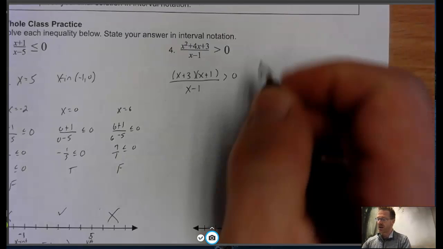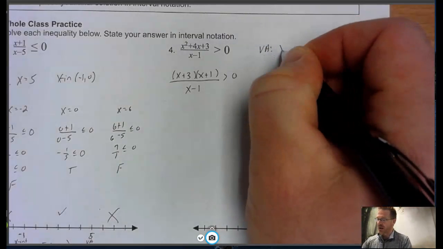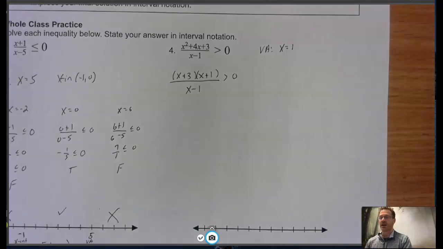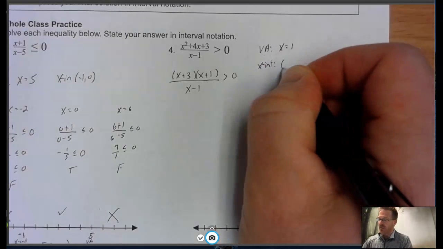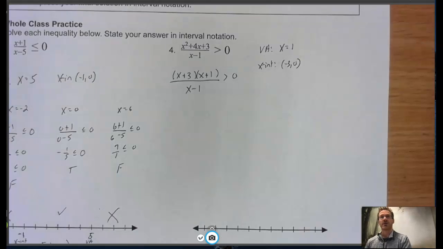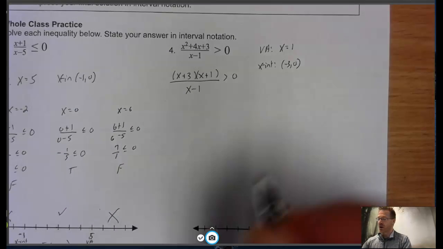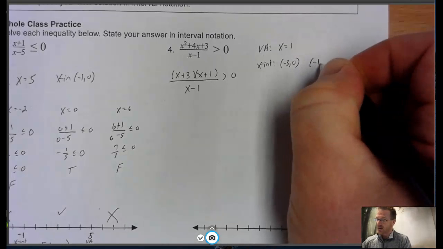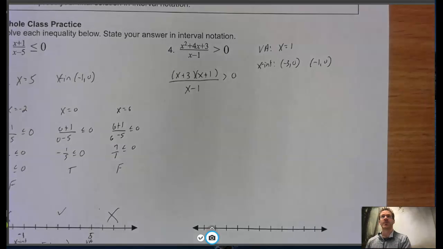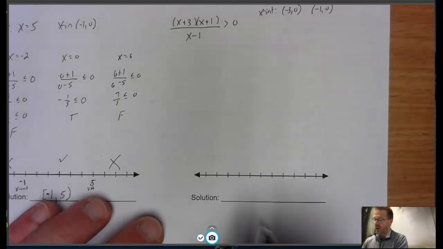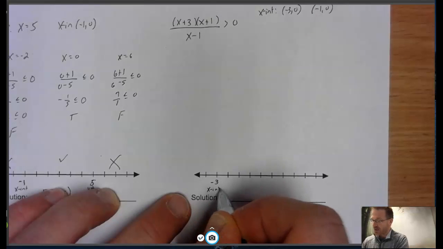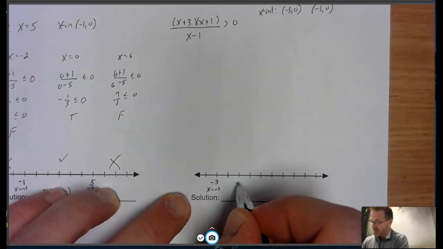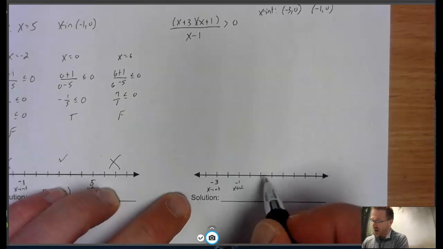So what I can see here is I'm going to have a vertical asymptote at x equals 1. For my first factor in the numerator, I can see that I'm going to have an x-intercept of negative 3, 0. And then for my second factor in the numerator, I'm going to have a second x-intercept of negative 1, 0. All right, so now let's add these to our number line down here. So here's negative 3, and that's an x-intercept. Negative 2, negative 1, there's negative 1, that's an x-intercept. 0, and then there's 1 right here, and that's a vertical asymptote.